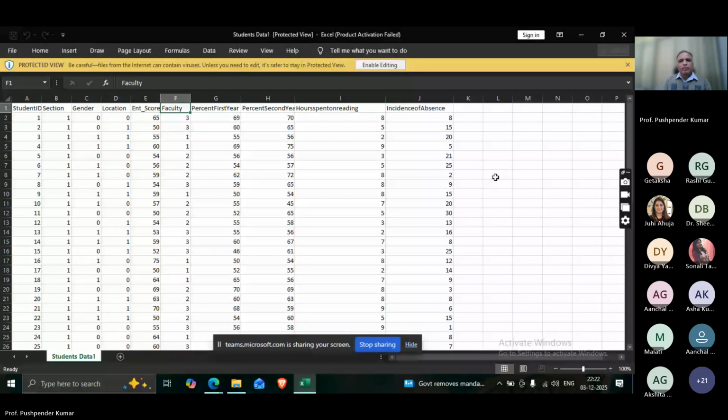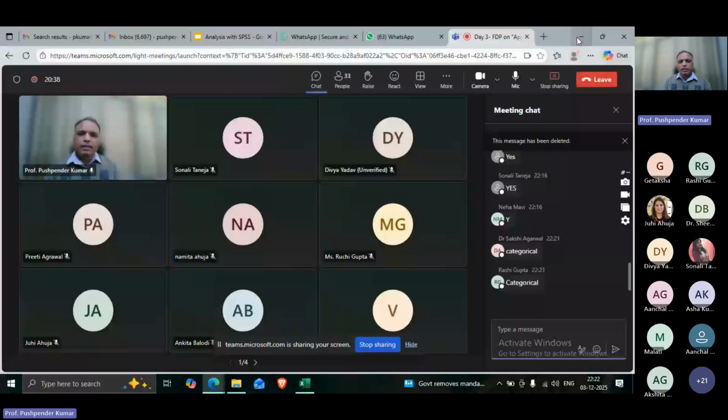Others are, please tell me in your chat box. What kind of data is it? Other variables in the Excel sheet were, please write in your chat box, everybody.